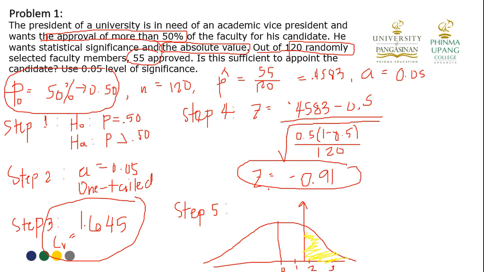Tapos, yung nahanap nating z-value is 0.91. So, hindi niya na-reach si 1. So, nandito siya. Wala siya sa rejection area. Ibig sabihin, i-reject natin si HA. So, reject HA. This is the time na i-accept na natin si H0. Ibig sabihin, wala pong significance. There is no significance dito sa problem na to. So, accept H0.